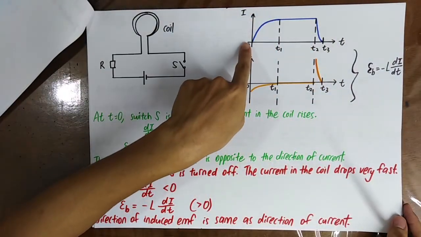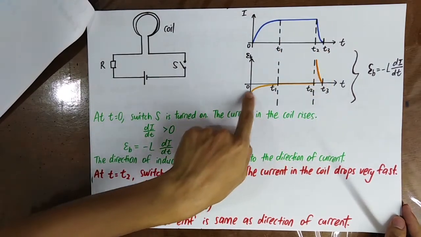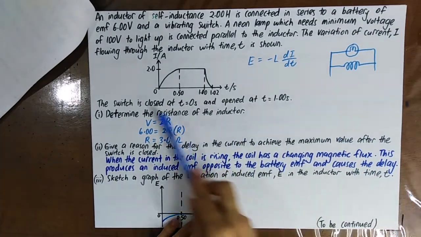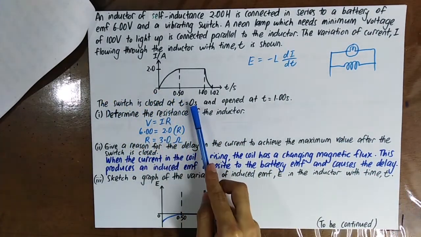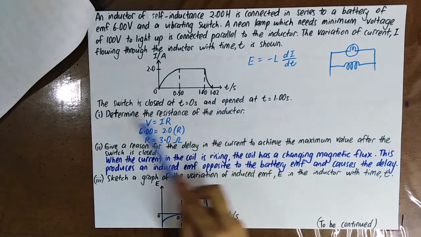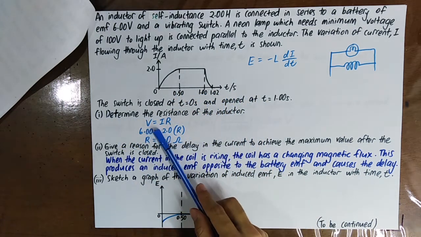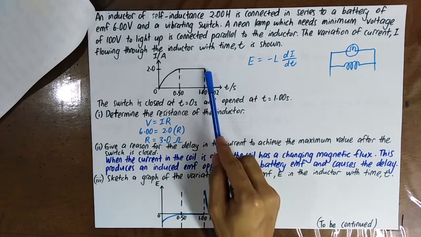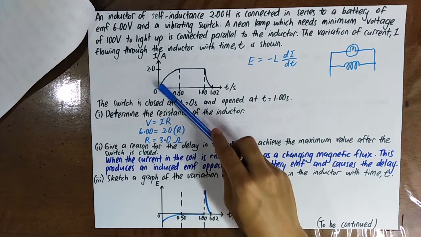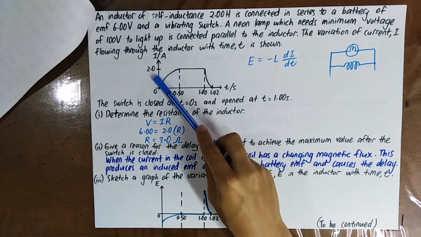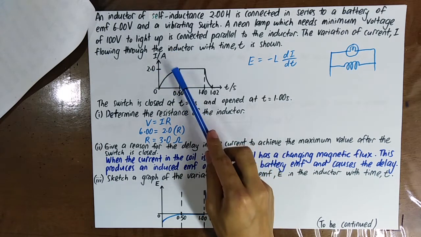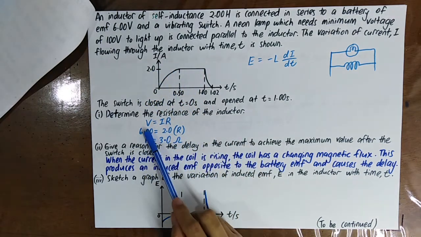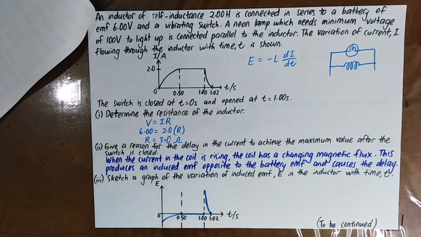Okay, so you know that when you get the current graph like this, your back EMF will look like this. The switch is closed at t equal to 0 second and open at t equal to 1 second. Please determine the resistance of the inductor. V equal to IR, where I is the maximum current, because this is the real current. You know that the current cannot simply straight away jump to the maximum value because there is self-inductance, because there is a back EMF. So V equal to IR, and then you can get the R.